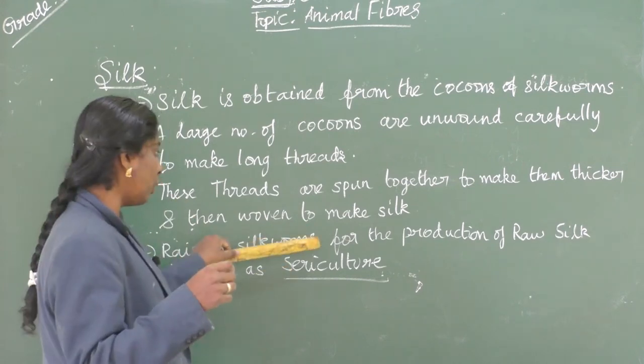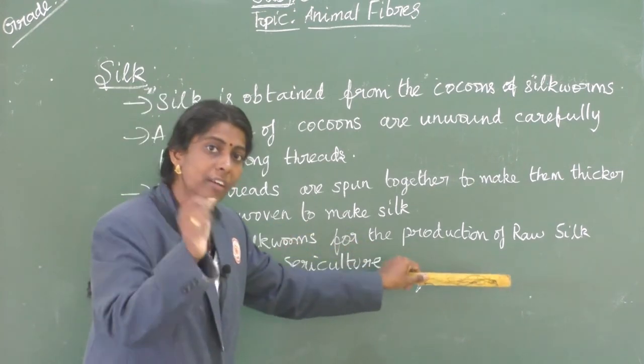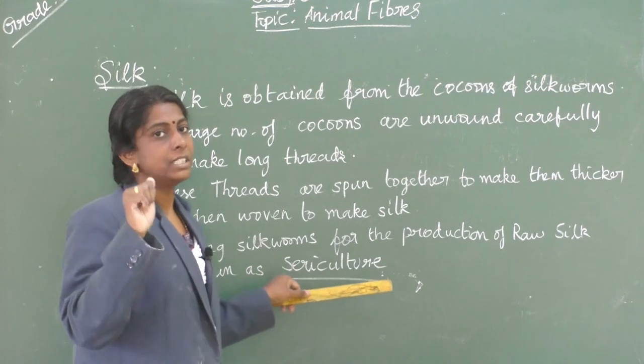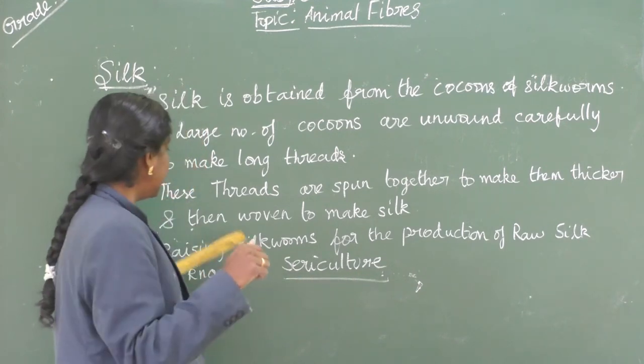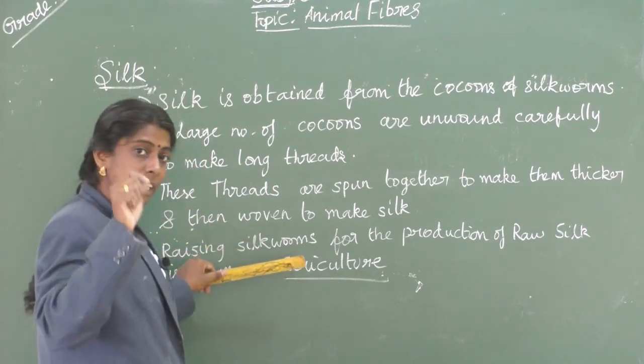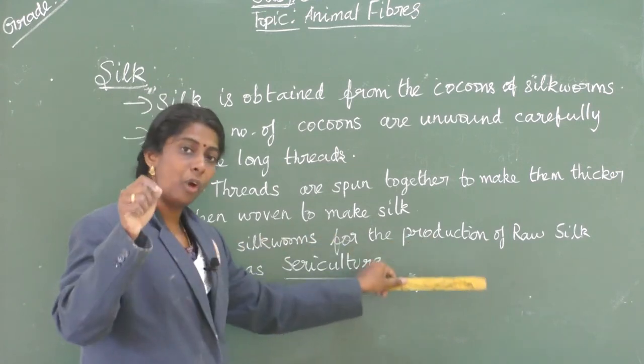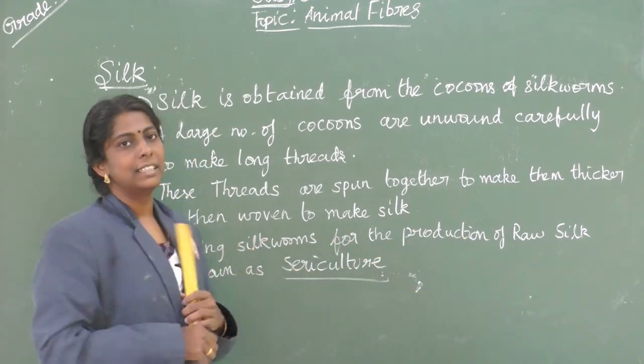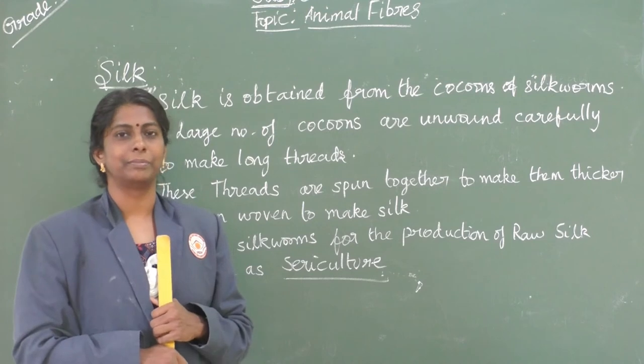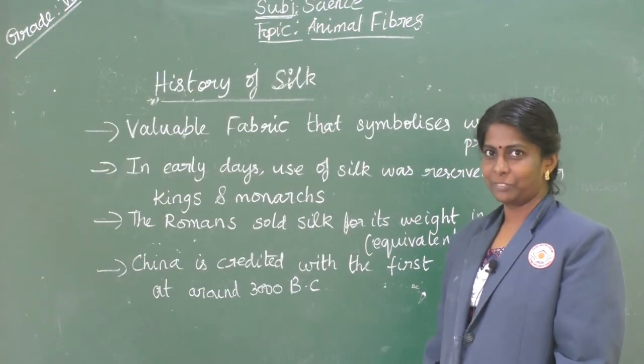Raising silkworms for the production of raw silk is known as sericulture. An important question. Once again, raising silkworms for the production of raw silk is known as sericulture. Clear? History of silk.